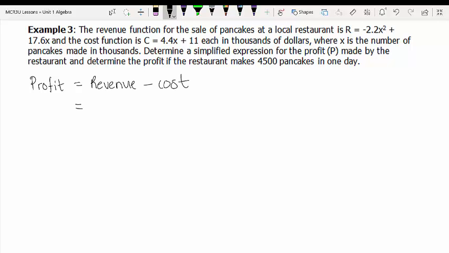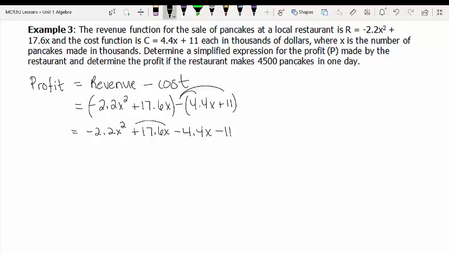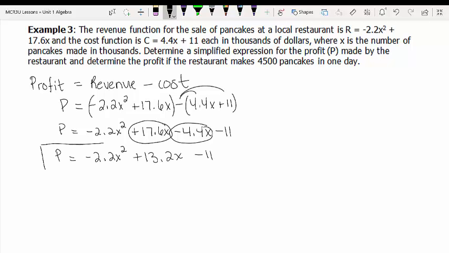Okay, so let's plug in our expression. What was the formula for revenue? It was negative 2.2x squared plus 17.6x. And whenever you're plugging something in, you want to plug it in brackets. Minus the cost. Our cost formula was 4.4x plus 11. Now let's simplify this. Let's distribute this negative inside of those brackets. Now let's combine our like terms. So there's our simplified expression for the profit made at this pancake restaurant. That's part one of the question done.